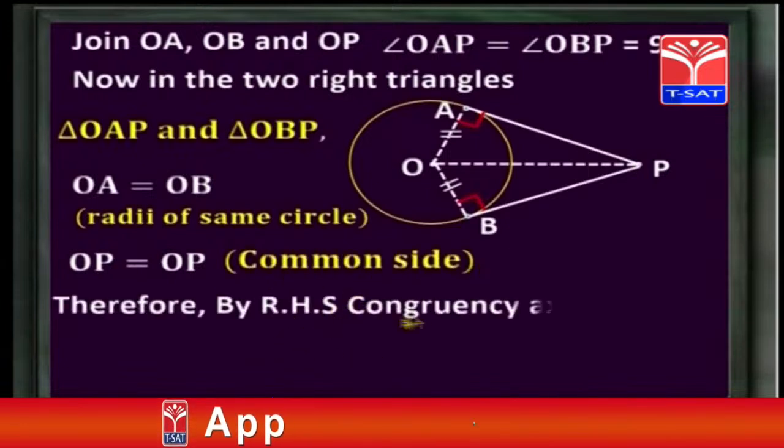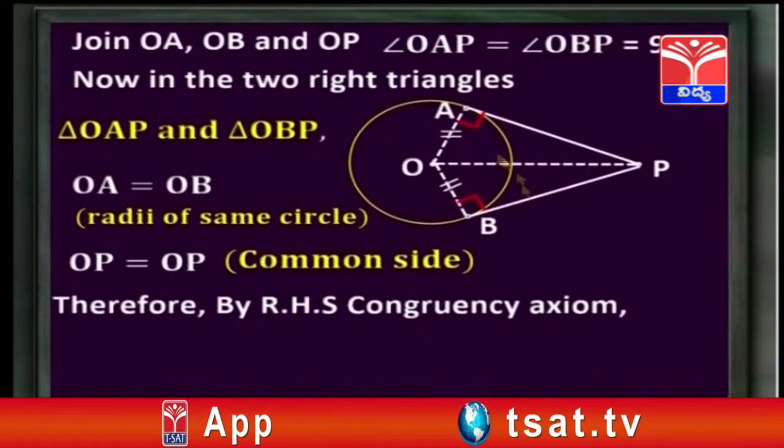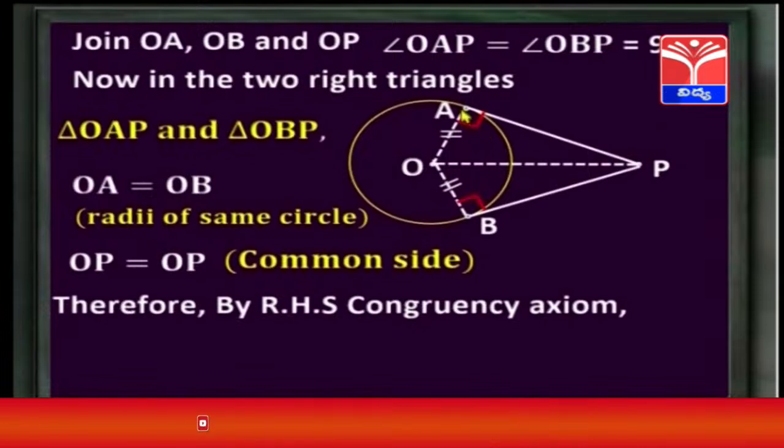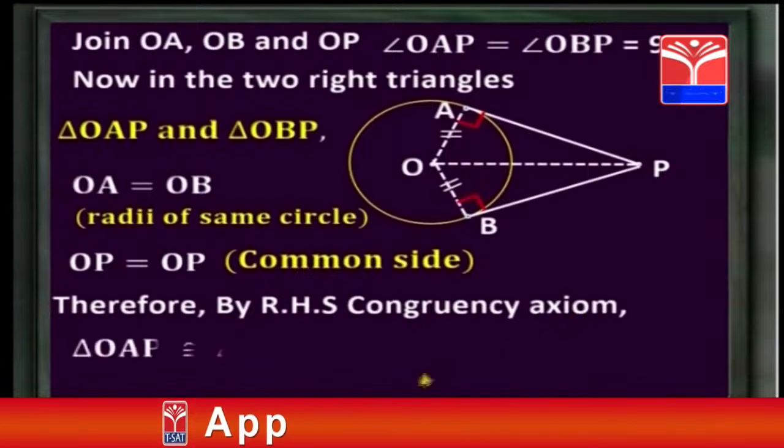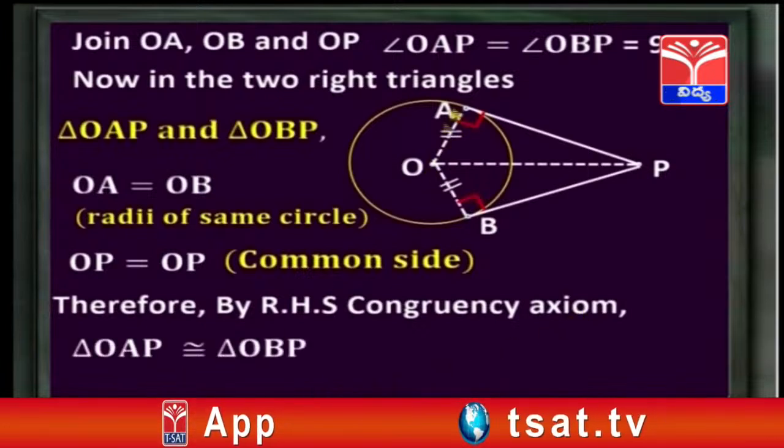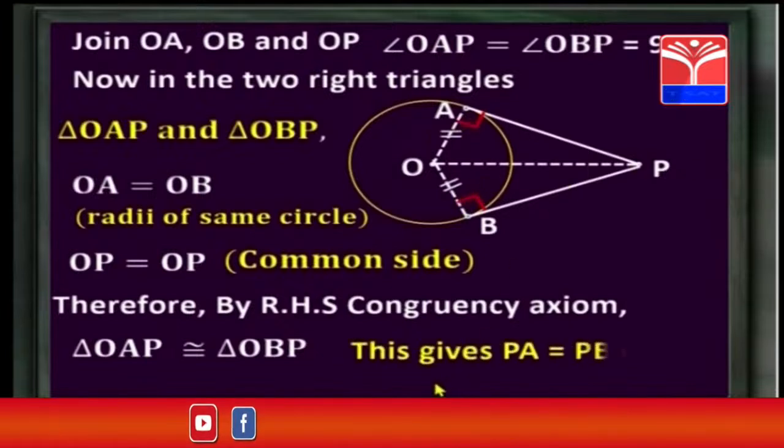Therefore, by RHS congruency. What is RHS congruency? These are right angle triangles, hypotenuse equals hypotenuse, and one side equals one side. OP is the hypotenuse in both. The hypotenuse is equal and also one side is equal. Then by the RHS congruency axiom, we can say triangle OAP is congruent to triangle OBP. This gives PA is equal to PB.